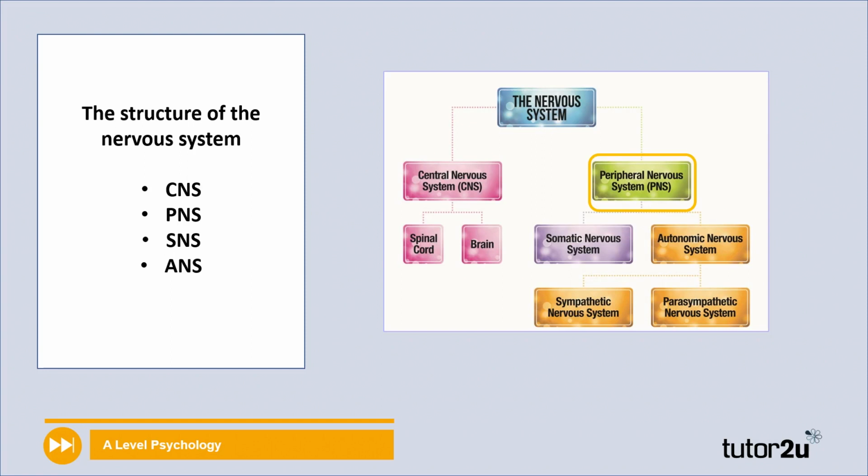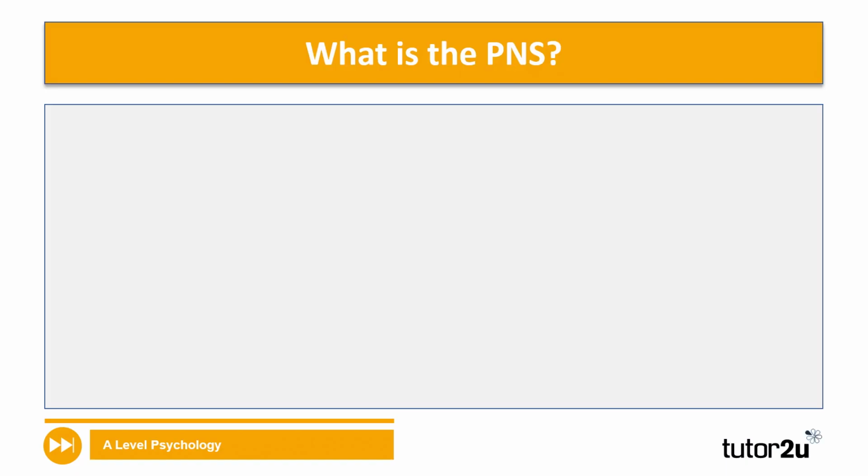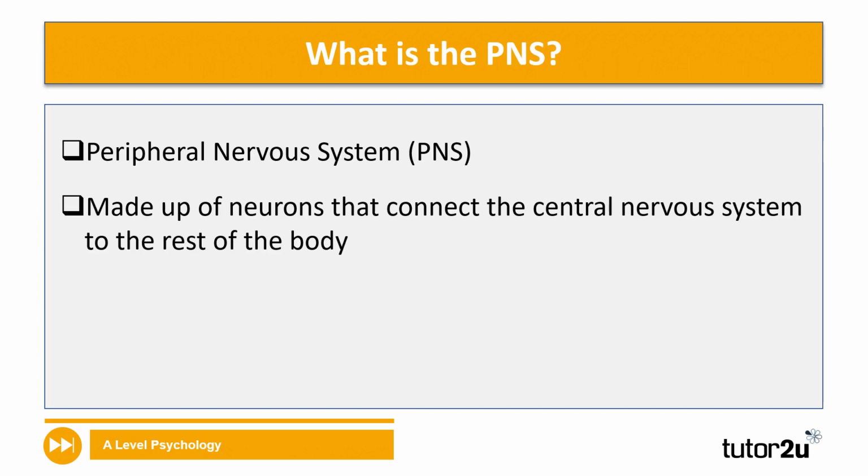Last time we looked at the central nervous system in detail, and in this lesson we'll focus on the peripheral nervous system, which is a little bit more complex than the central nervous system due to the number of subcomponents, as you can see on the diagram. So what exactly is the PNS? Well, we know it stands for the peripheral nervous system. It's made up of neurons that connect the central nervous system to the rest of the body.